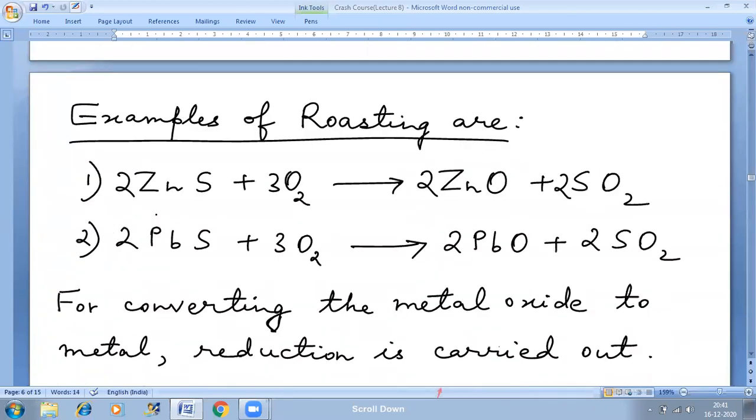Examples of roasting. If you look at the first reaction, ZnS, that is zinc sulfide, is reacting with oxygen. This process is called roasting. When zinc sulfide reacts with oxygen, you get ZnO and SO2. ZnO is an oxide of zinc, it's zinc oxide. SO2 is a gas.